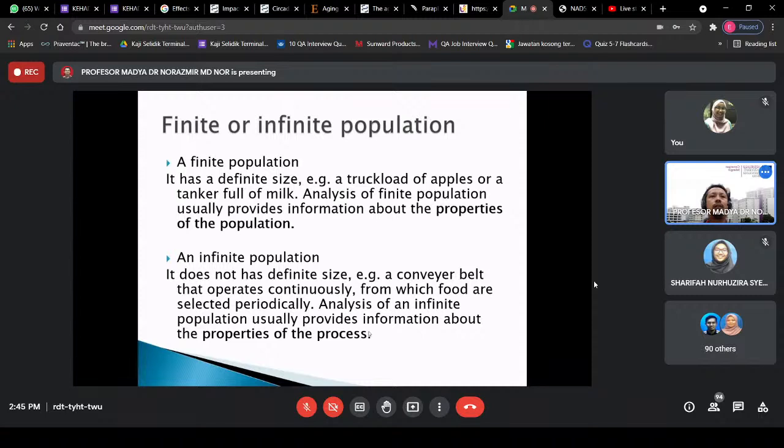And an infinite population does not have a definite size, such as a conveyor belt that operates continuously from the raw product until the end product. So analysis of an infinite population usually provides information about the properties of the process. Okay, it's a continuous process that carries all the samples in terms of the production.